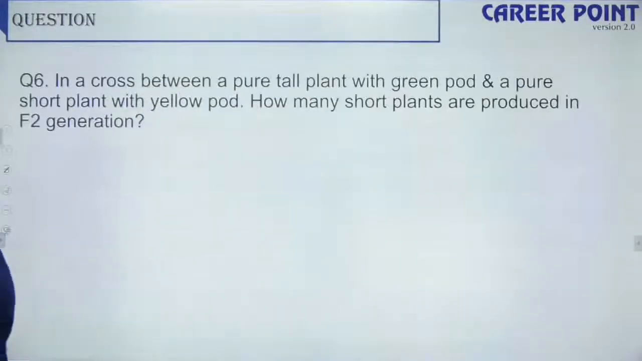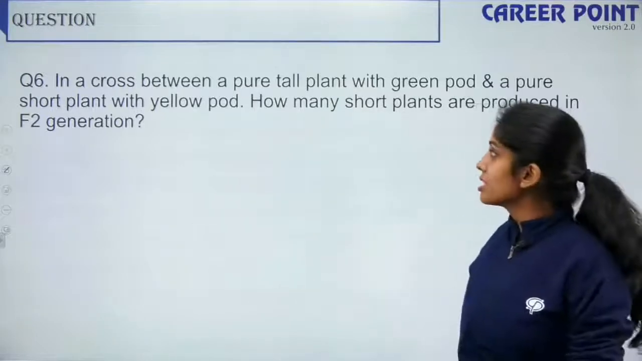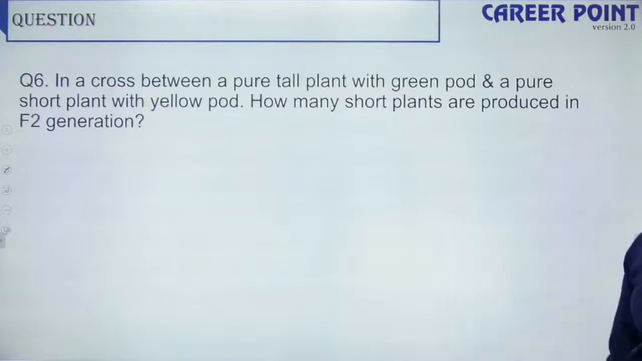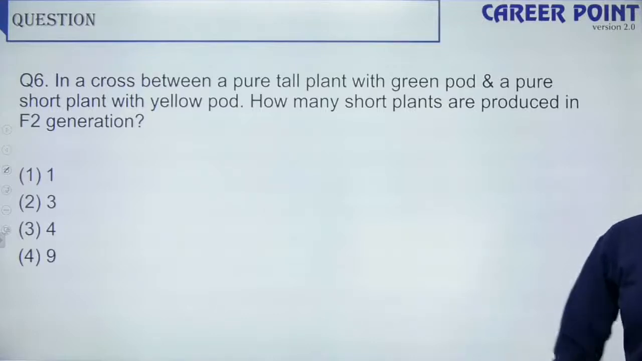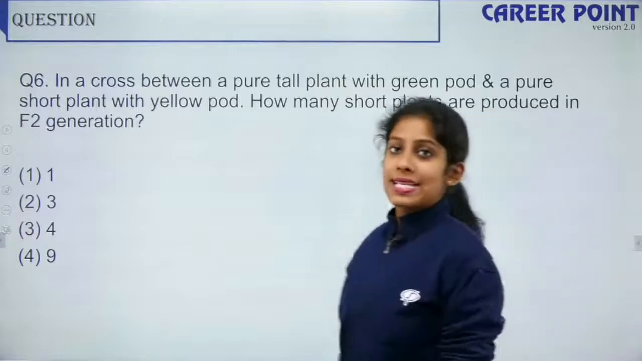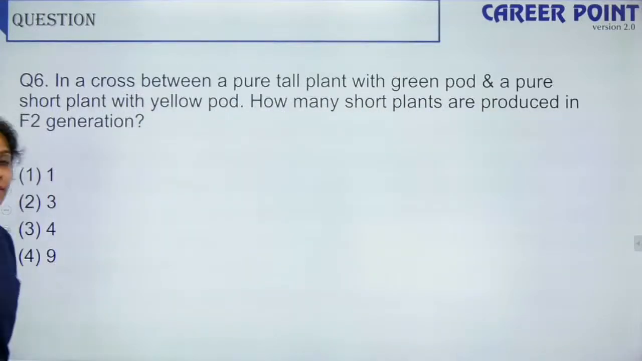Okay, so here we go to question 6. We are almost nearing the end. I told you, we'll be done in 20 minutes. In a cross between a pure tall plant with green pod and a pure short plant with yellow pod, how many short plants are produced in the F2 generation? 1, 3, 4 and 9. Yes? 1, 3, 4 and 9.